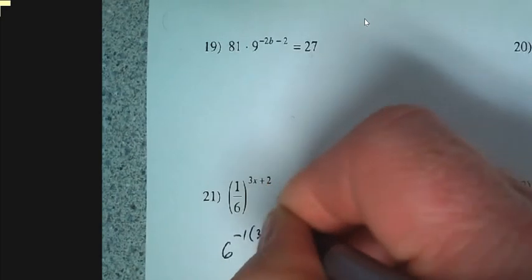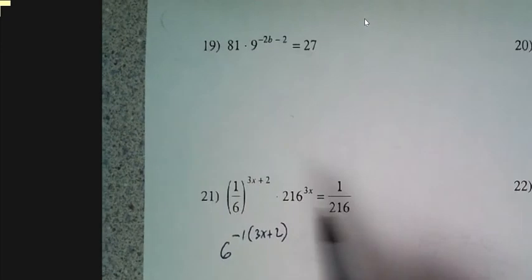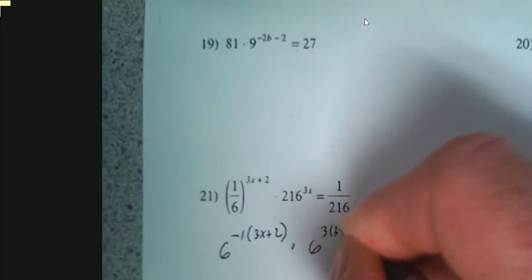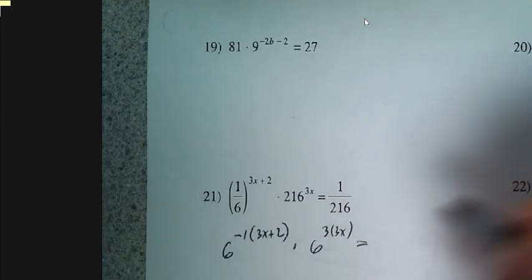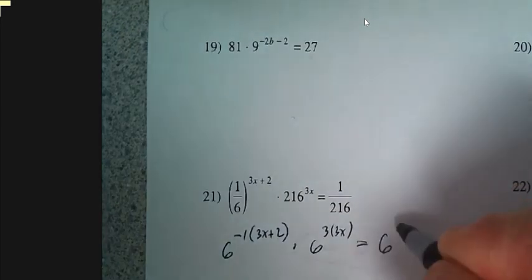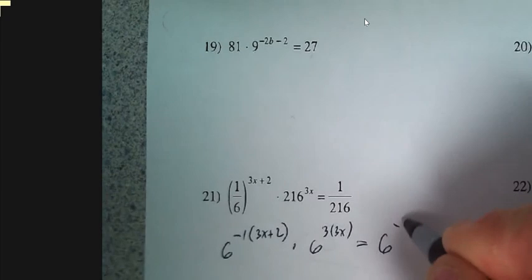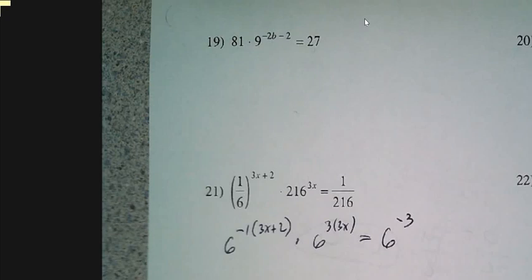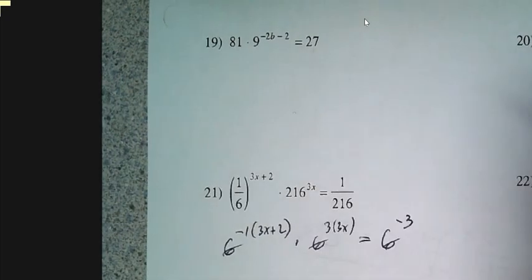And then 216 is what? 6 to the third. So times 6 to the 3 times 3x equals 6 to the what? Negative 3. We saw that earlier. So now I've got a common base. I can cancel those bases, but remember, you want to multiply the negative 1. So that'd be negative 3x minus 2, and this would be 9x.